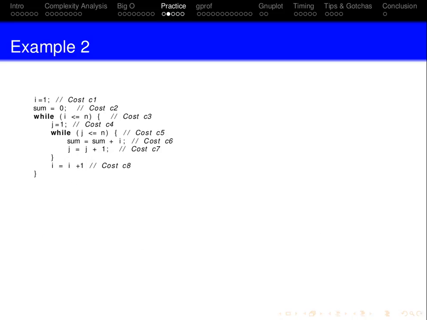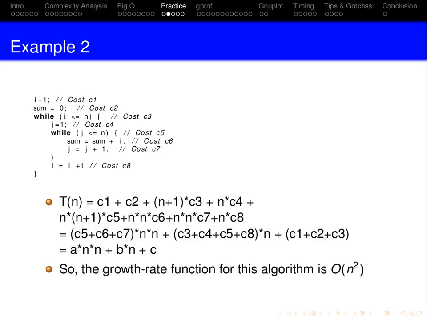Easy. Example 2. How about this one? N squared. Why do we say it's N squared? Well, we have a nested while loop, based off of N, that are executed N times, or some linear function of N. Again, you multiply it all out, and then it's like A times N squared plus B times N plus C, so we're saying it's O of N squared. Everyone good? Yep. All right, let's change it up a little.